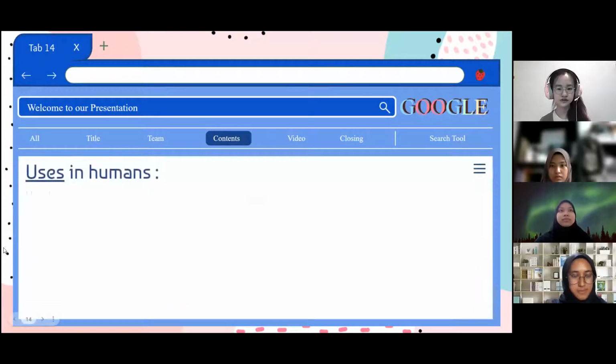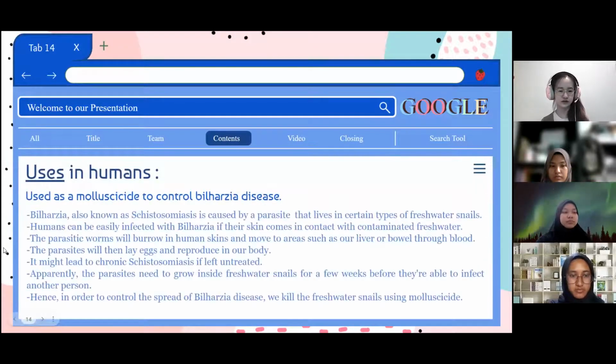On to our third use of copper sulfate as medicine in humans. Copper sulfate is used as a molluscicide to control Bilharzia disease. Bilharzia, also known as schistosomiasis, is caused by a parasite that lives in freshwater snails. Humans can be easily infected if their skin comes in contact with contaminated freshwater.